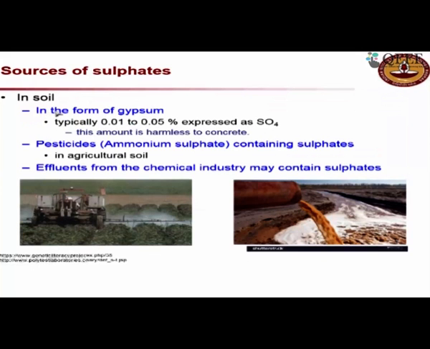Now, in soil, sulfate is present in the form of gypsum, very small in quantity. And sometimes we apply pesticides. Where would the pesticides go? They actually go into the soil. If you have concrete elements exposed to that agricultural soil, then you can have sulfate attack in those elements. And effluents from industry might also have a lot of sulfates, which is dumped into either soil or some water body, which will eventually reach the concrete structures on the way. So there are various sources of sulfates which can reach and damage concrete structures.